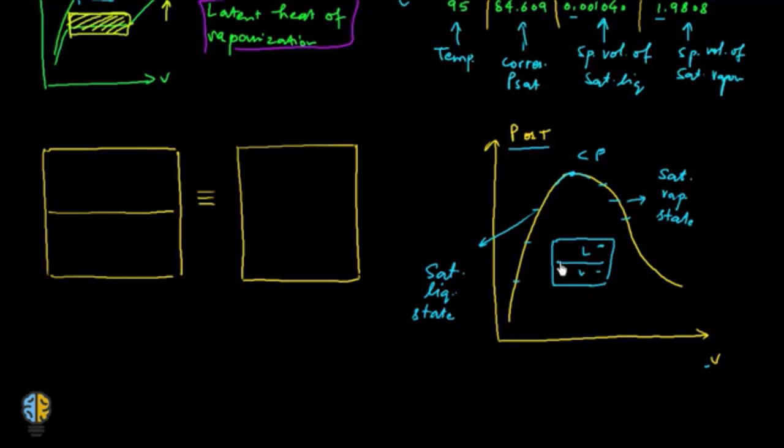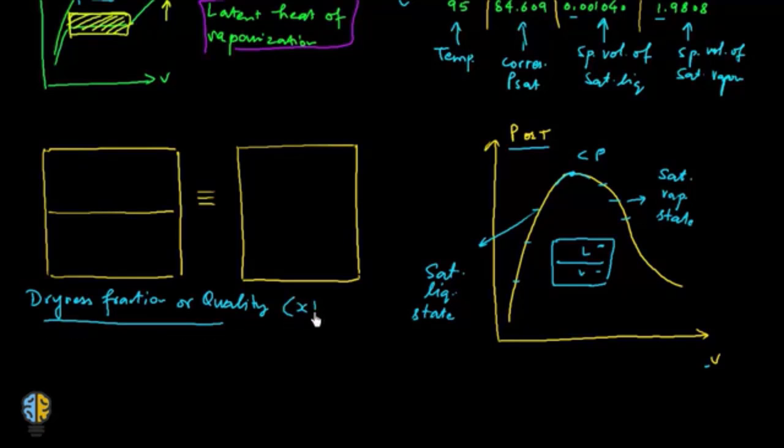To analyze this mixture, we need to know the proportion of liquid and the proportion of vapor mixing. This is done by defining a new property, which is the quality: the mass of the vapor to the total mass of the mixture. That is also known as the dryness fraction. So let's take the case of steam, and this becomes the dryness fraction, or the quality of steam, and it is denoted by the letter small x.